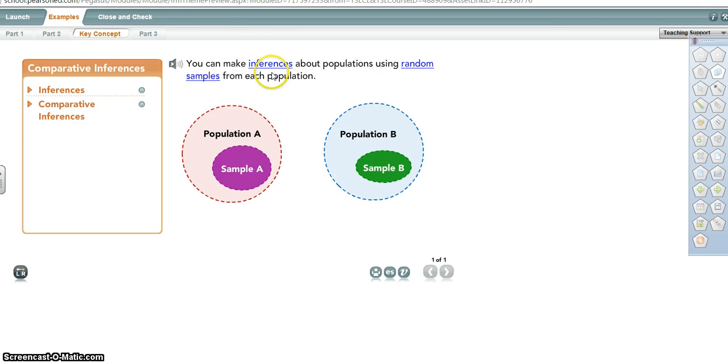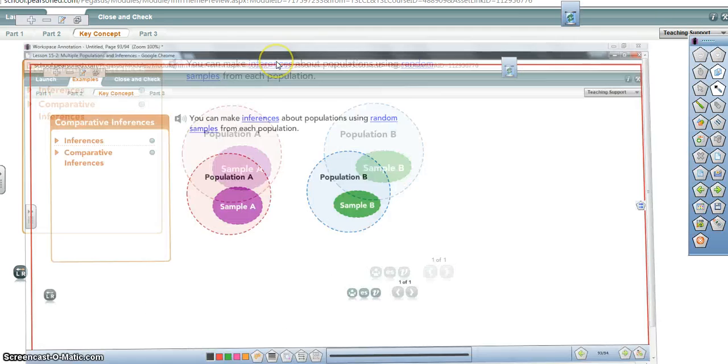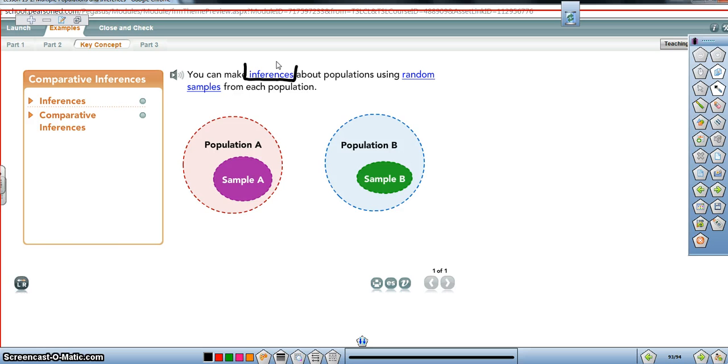You can make inferences about populations using random samples from each population. We've talked about this word before. I know you've even talked about it in other classes. An inference is like an educated guess. So you can make a note about that on your note page so that you don't forget what an inference is.